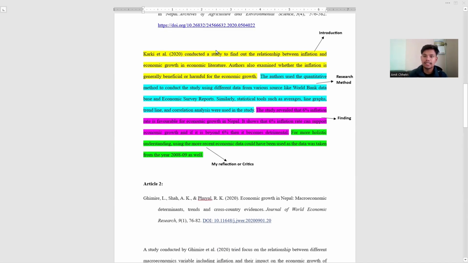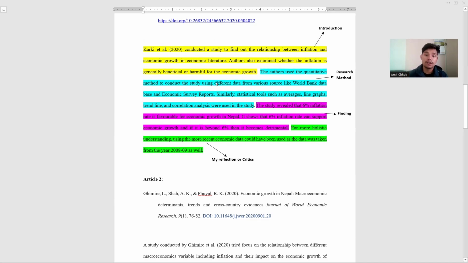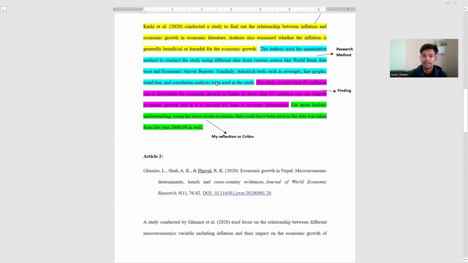So looking at the basic format of how I did the annotated bibliography. First I have written the introduction or the main purpose of the paper. So if you look here, the main purpose of the study was to find out the relationship between inflation and economic growth in economic literature. And the author has also examined whether inflation is generally beneficial or harmful for economic growth.